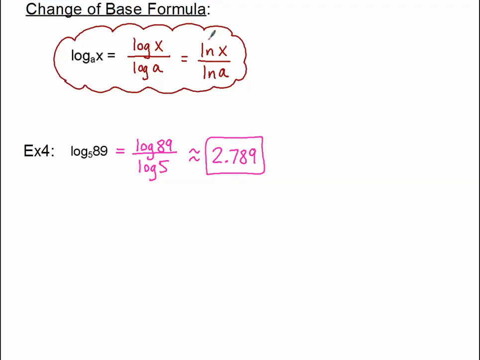If you want to prove that the other part of the change of base formula works as well, why don't you do the same thing, but do natural log of 89 divided by natural log of 5 and see that you get, of course, the same thing.